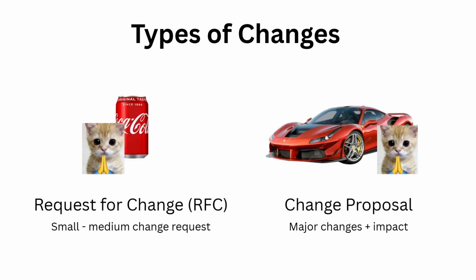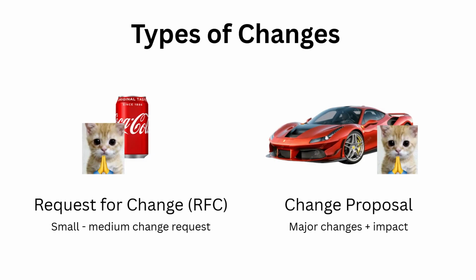There are two types of changes. There's request for change and then change proposal. Request for change is a formal request, basically. It doesn't have major changes, but let's say you need to tweak this feature a bit or add this to the company, something like that. Add a fridge or something. That could be a request for change.